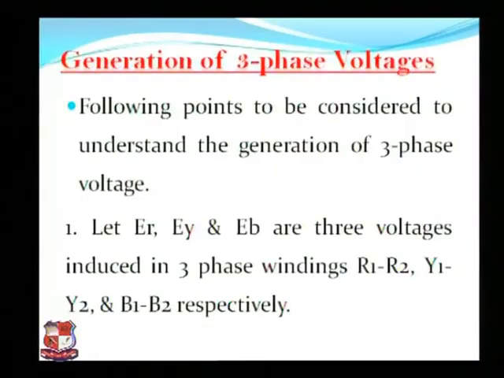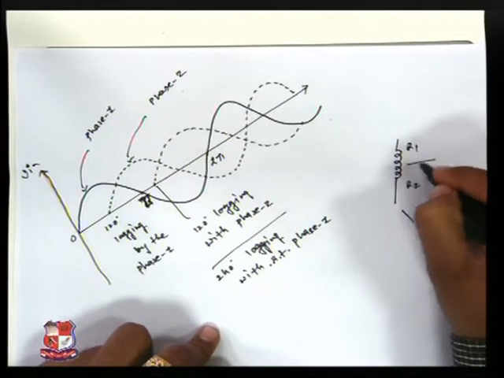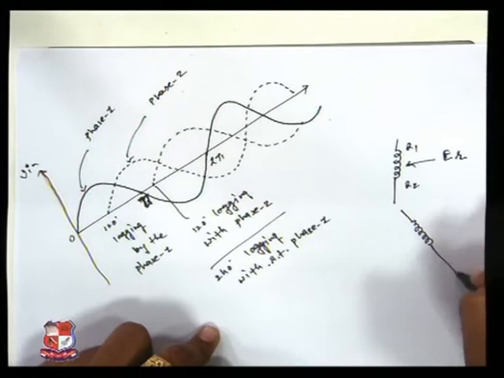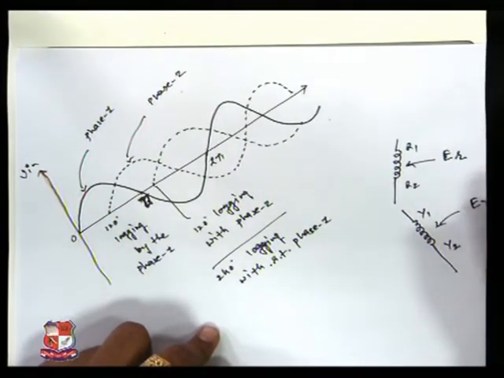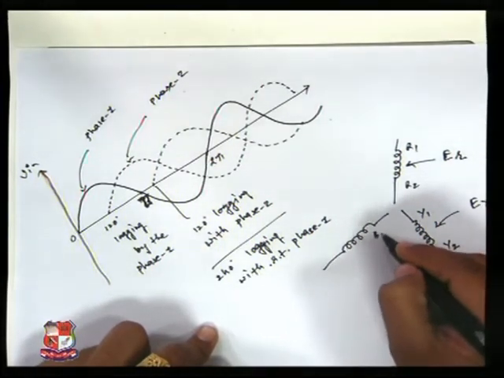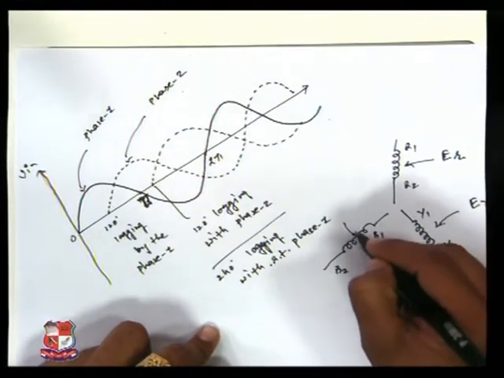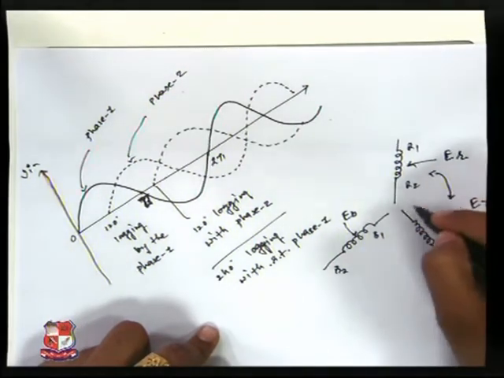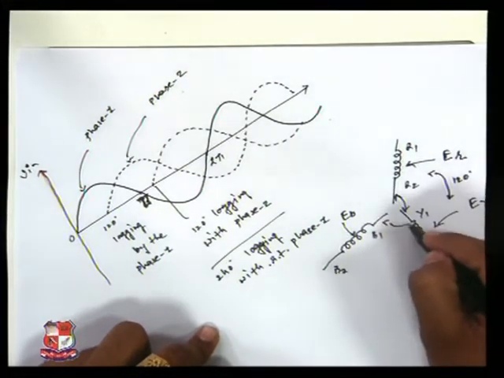The three windings are placed such that for R1, R2 the voltage generated is ER, for Y1, Y2 the voltage generated is EY, and again for B1 and B2 the voltage generated is known as EB. You can see that each and every phase is 120 degrees apart from each other.